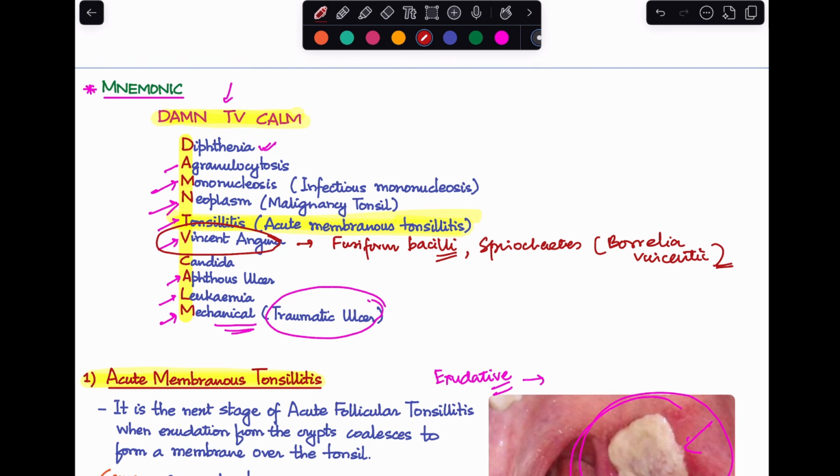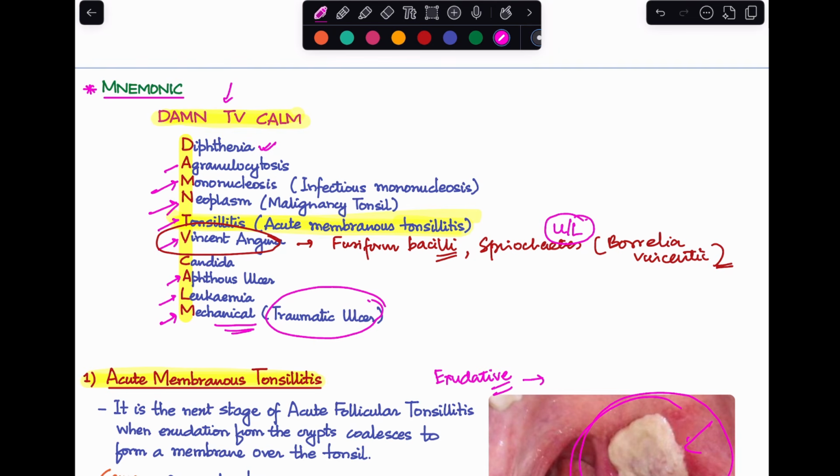In these cases, they mostly have a very insidious onset, the occurrence of fever is much less, and there is less discomfort in the throat. The patient will have a foul breath. Another important feature here is that the membrane will form over a unilateral tonsil, that is, over one tonsil only. And this again is a pseudo membrane. It can be easily removed, but on removing it, you'll reveal an irregular ulcer over the tonsil.